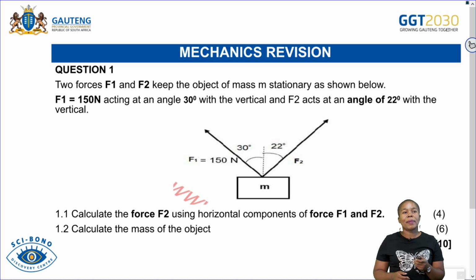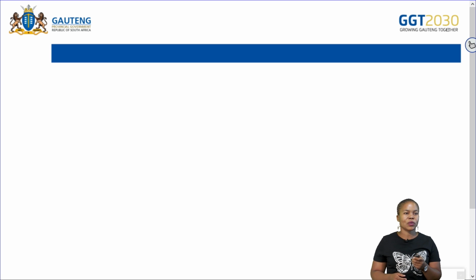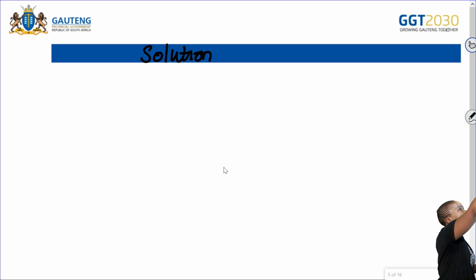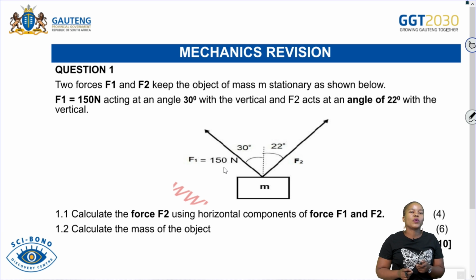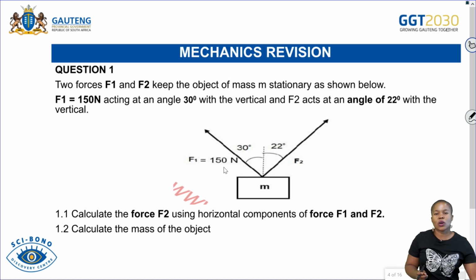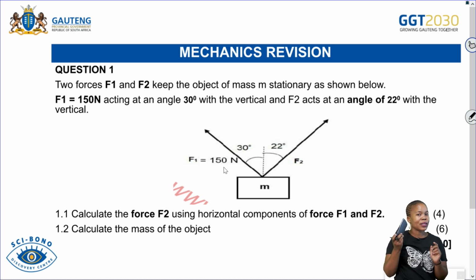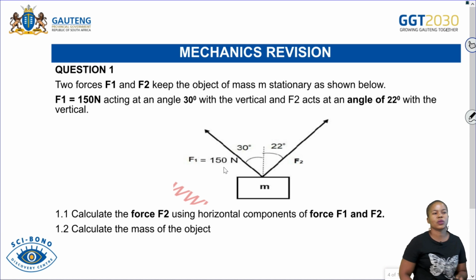We've got a blank paper where we're going to be writing our solutions. So I'm going to say solutions for question 1. We are specifically looking at question 1.1, and we want to find the magnitude of the force F2 using the horizontal components of F1 as well as F2. I'm going to get my calculator ready because I am going to need it. I hope you are ready with yours as well. So let's get down to it.